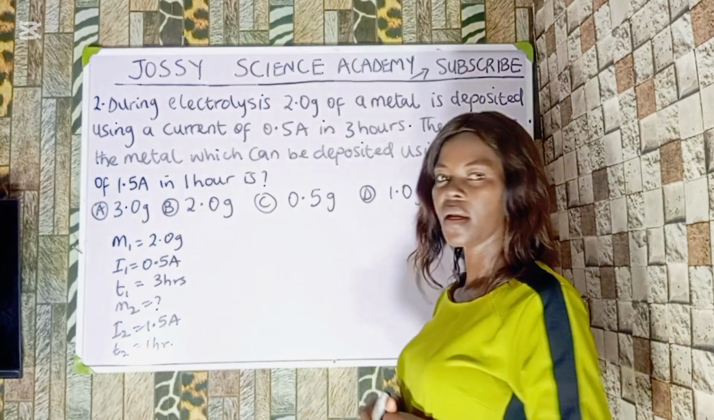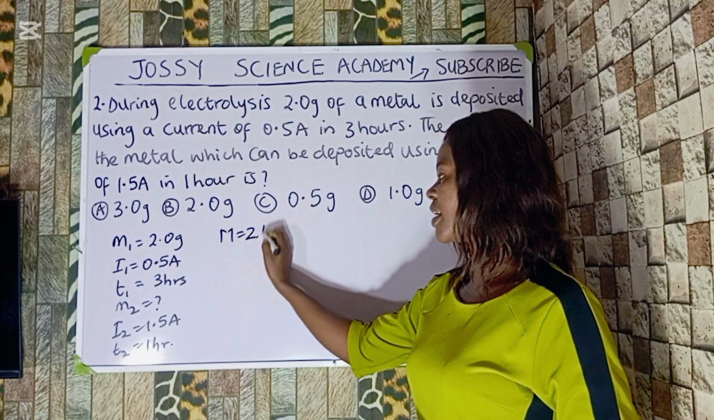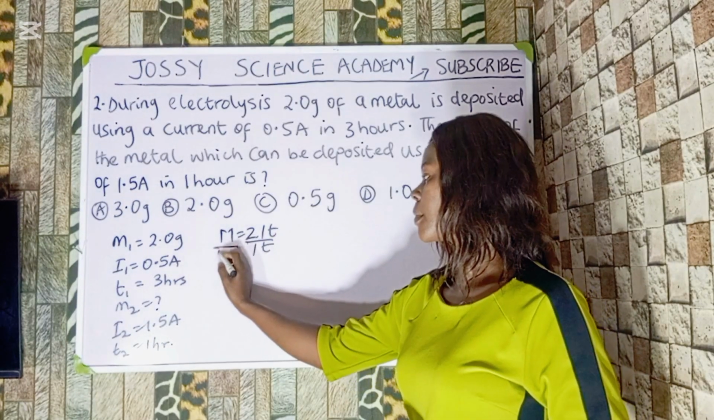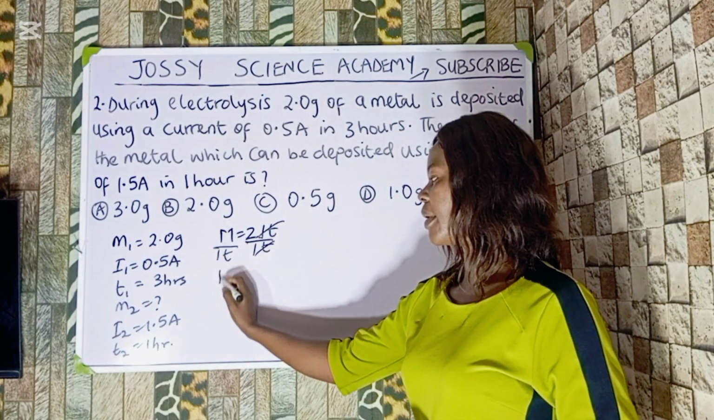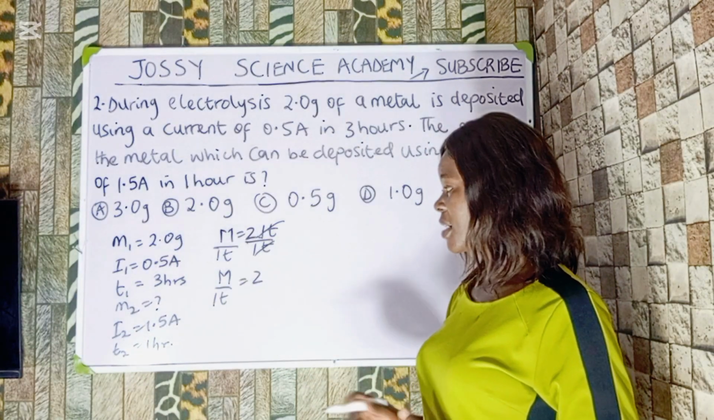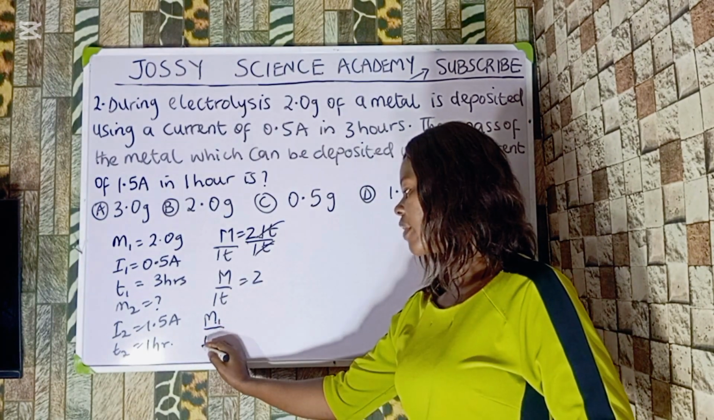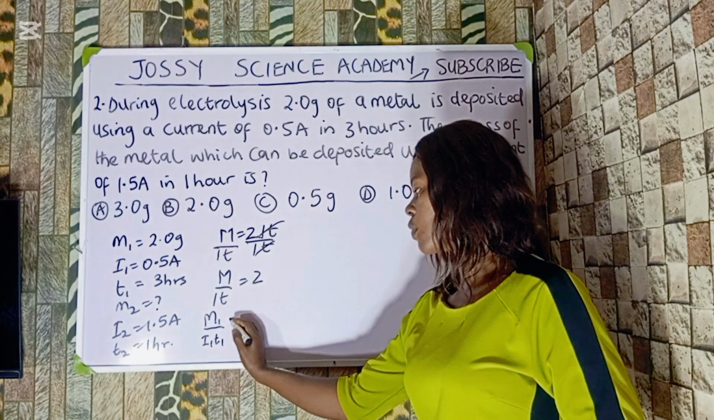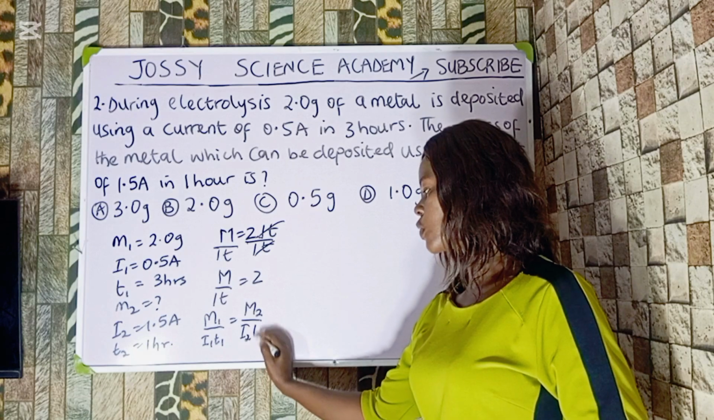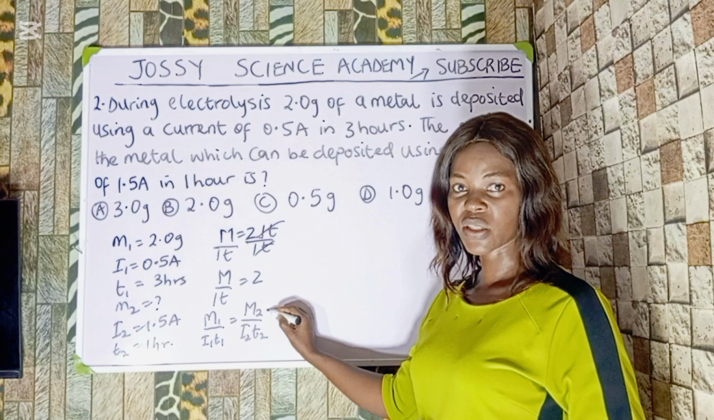So let's do the comparison. Remembering that M equals Z I T, if you divide both sides by current and time, they cancel out, and M over I T equals the electrochemical equivalent. Because we are comparing, this becomes M1 over I1 T1 equals M2 over I2 T2. Is that clear? Now from the question, we are looking for the new mass, which is the second mass.